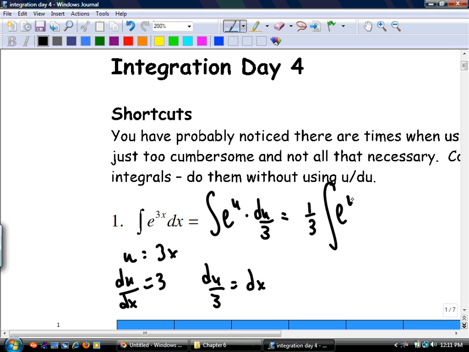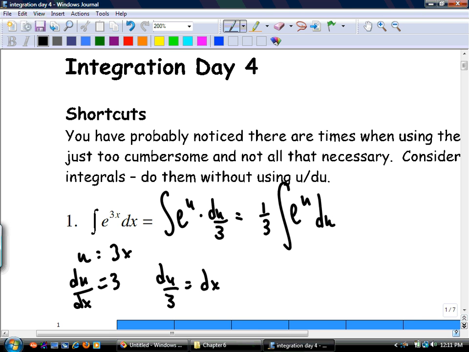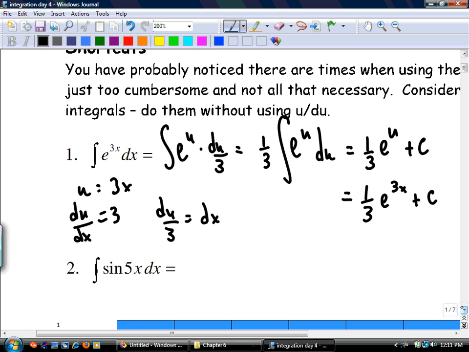e to the u du. And then you go, the antiderivative of e to the u is e to the u plus c. And then you switch it back. And hopefully at some point along the way, somebody says, Mr. F, here's a fast way of doing this stuff. What is it?